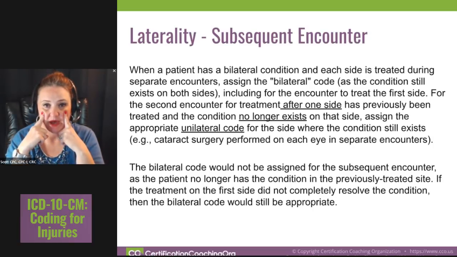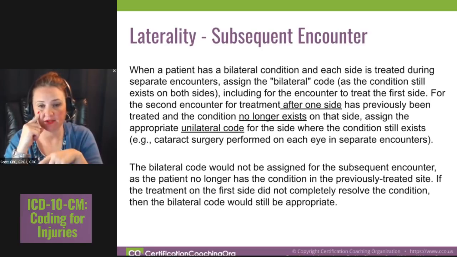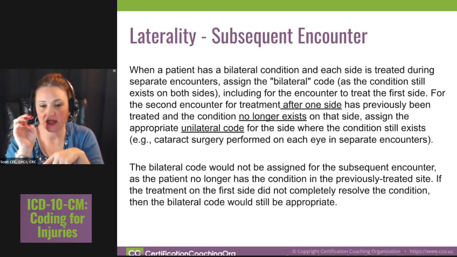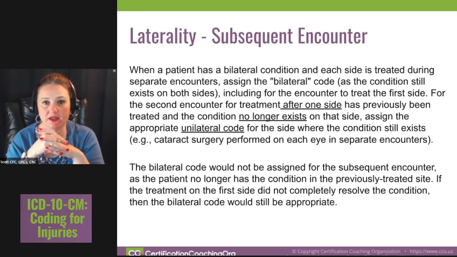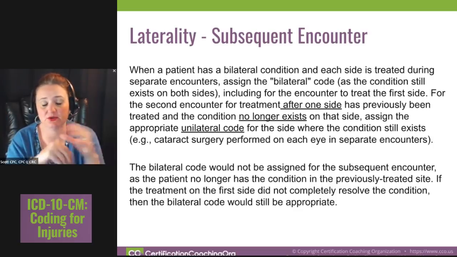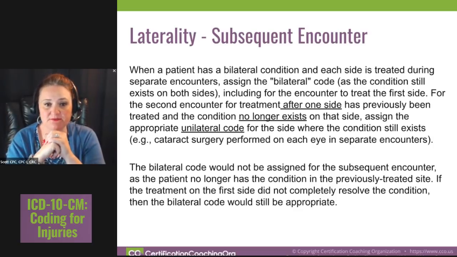So you may have bilateral cataract surgery. They very seldom do cataract surgery on both eyes at the same time. That's really rare. They'll do one eye and then they'll do another one. But in the meantime, one eye will be completely healed, right? So there won't be laterality there, because one side is completely healed and no longer is getting treatment.